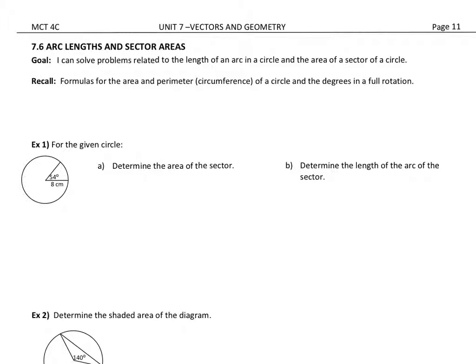For the next lesson on our circle information, we're looking at arc lengths and sector angles. Our goal is to be able to solve problems related to the length of an arc in a circle and the area of a sector of a circle. For these, we need our area and perimeter formulas for a circle, as well as the degrees in a full rotation.